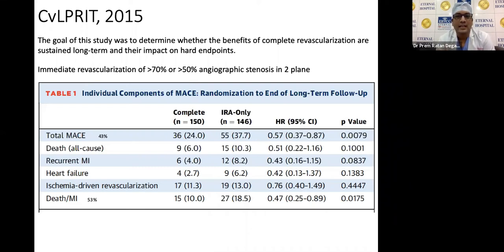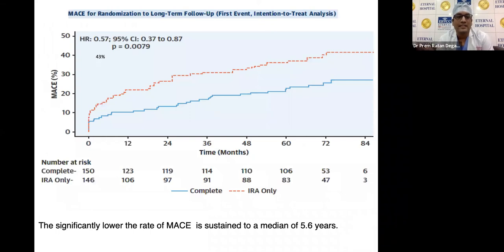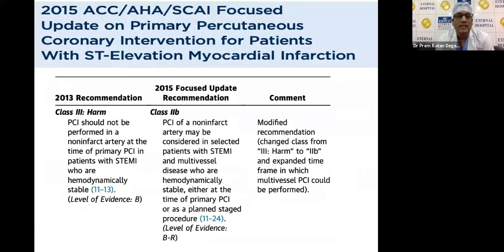So this trial has shown that there is a significantly lower rate of MACE, sustained over a median of 5.6 year follow-up. So on the basis of these findings, in 2015, the ACC changed the recommendation from class 3 to class 2B indication for non-infarct-related artery revascularization in STEMI patients.